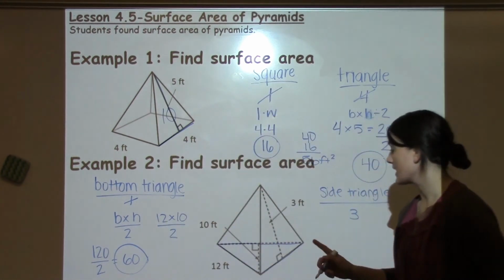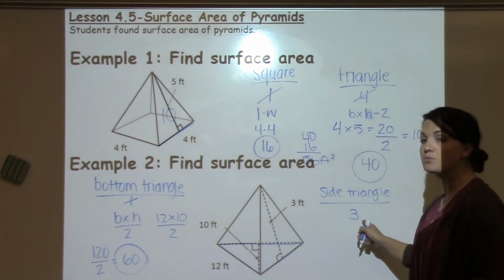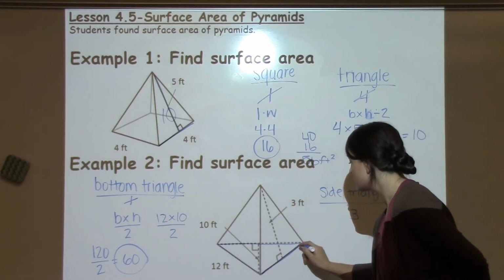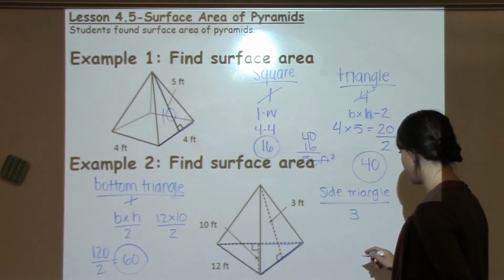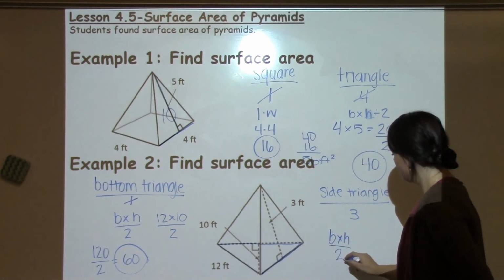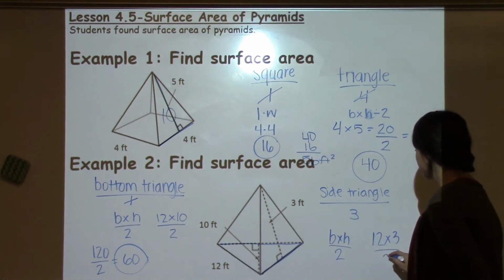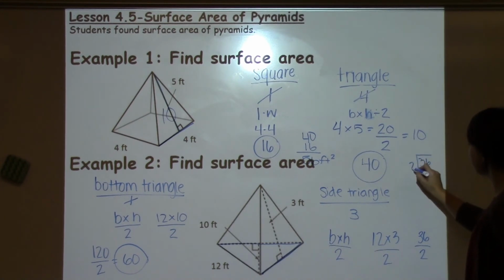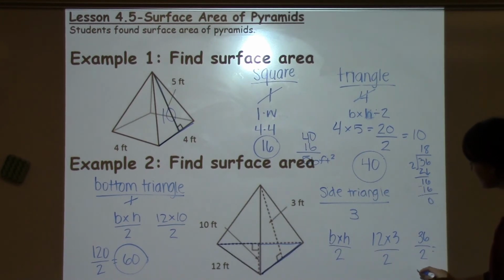Now I need to find the area of one of the side triangles, then I can just multiply it by 3 to find the area of all of the side triangles. So the base is still 12, and the height here is 3. So I'm going to take base times height divided by 2. I'm going to take 12 times 3 divided by 2. I know using mental math that 12 times 3 is 36. And then students might need to take 36 divided by 2 to help them find out that that is 18. So 36 divided by 2 equals 18.